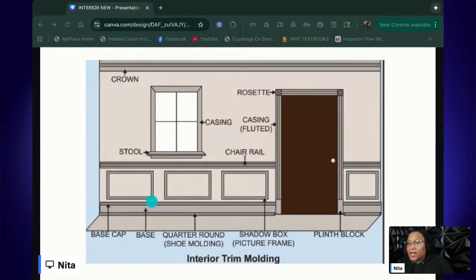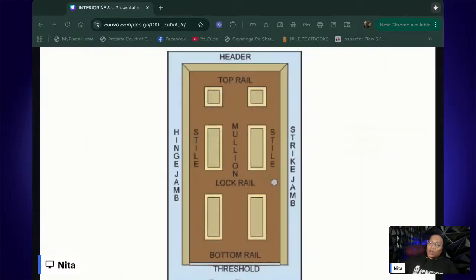Trim is typically added with caulk or some sort of fastening. So if it's falling apart, if it's hanging off or something like that, again, moisture issues, that would be where you would call that trim out. Our interior doors, same thing as our exterior doors. What's the standard size for a door? 36 by 80. So 80 inches tall, and then they come in widths of 2 inch increments. 36 is typically the most common.